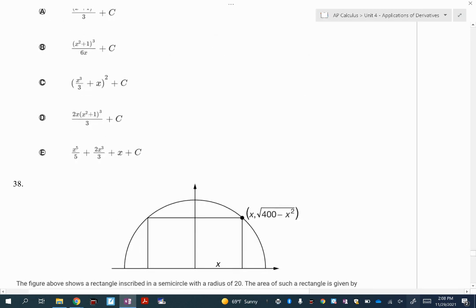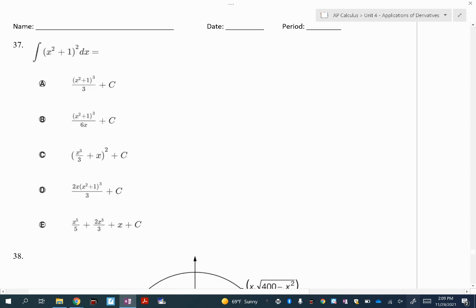Let's do another integral, 37. All right, now I'm going to actually distribute all of this out first to get x to the 4th power plus 2x squared plus 1 dx. All right, so again, going backwards, I need to have x to the 5th power, but I want that to become 1x to the 4th power, so you got to throw 1/5 in front.